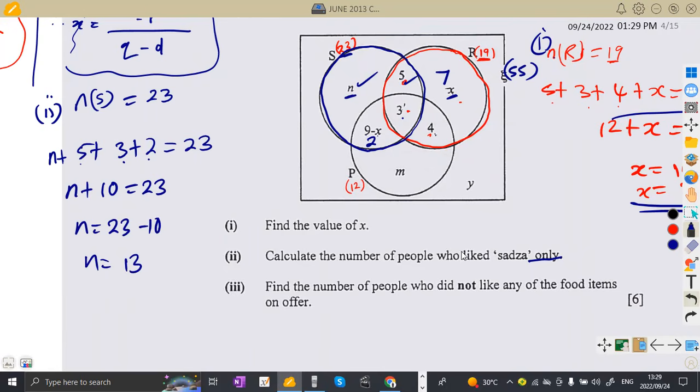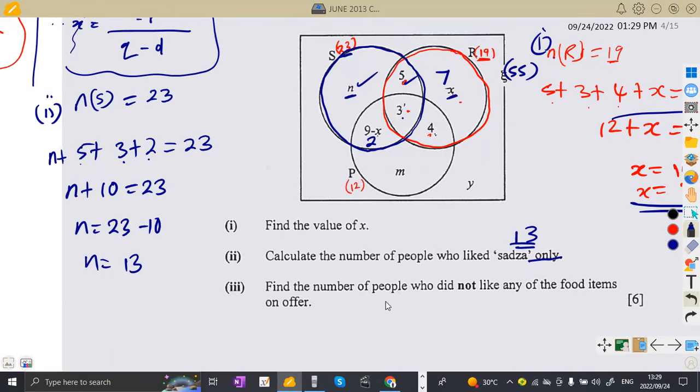So these are the ones who like sadza only, which is what? 13. So you can write as a conclusion, those who like sadza only, they are 13. Okay, so that is what we are given. Then item 3, find the number of people who did not like any of the food items on offer.